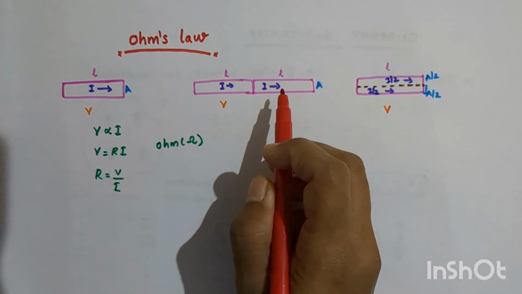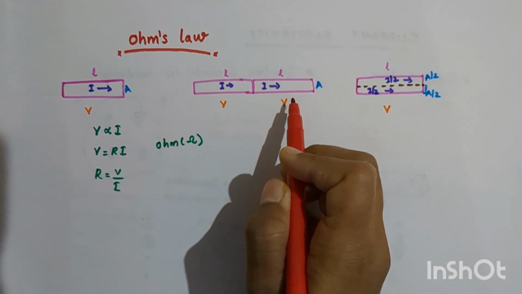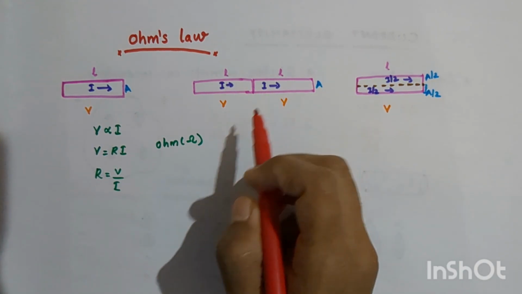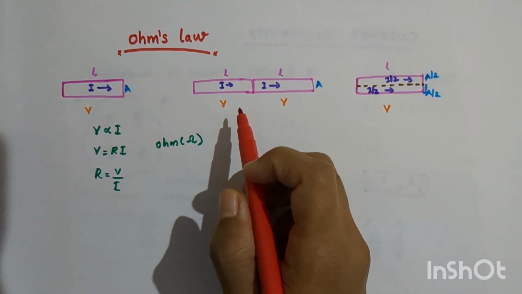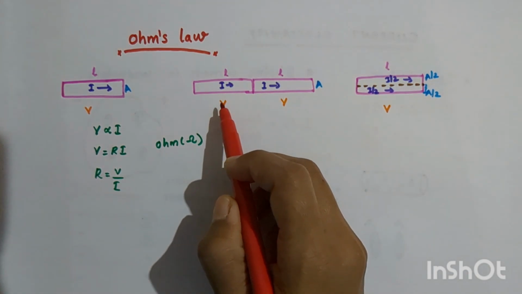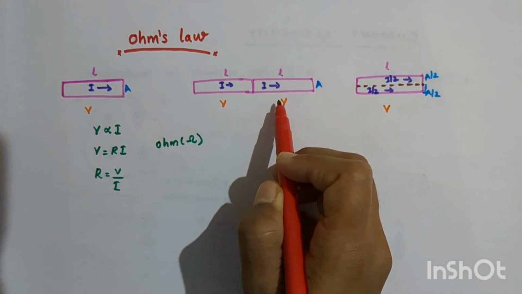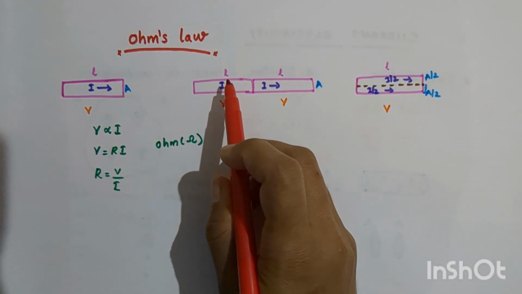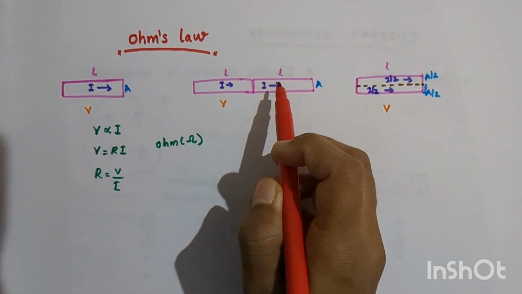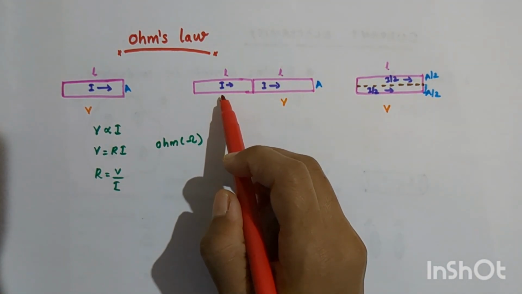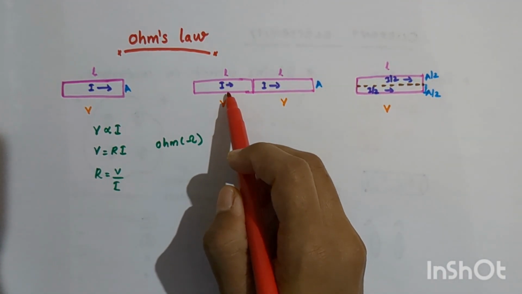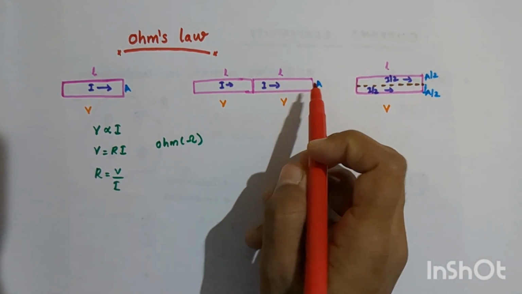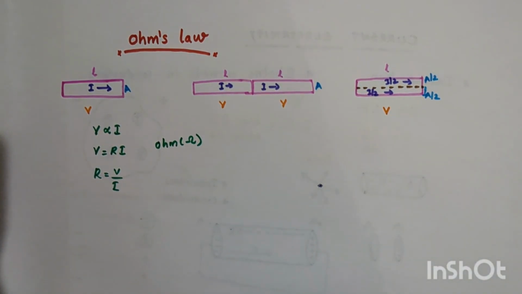Now when we connect these two identical slabs end-to-end, like a series combination, then what happens? The potential difference across the first slab is V, and across the second conducting slab is V. The length of the first slab is L, and the length of the second slab is L. I is the current flowing through the first slab, and the same current flows through the second one as well. The area of cross section of each conductor is A.